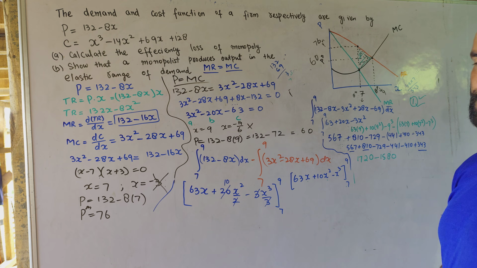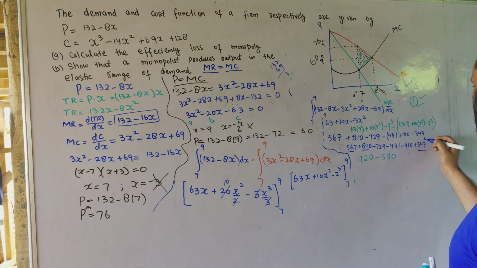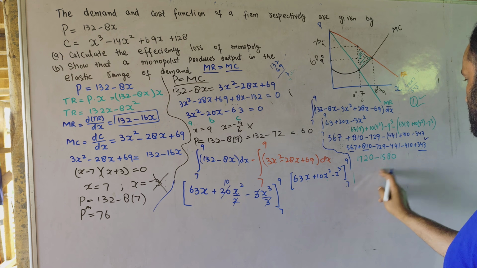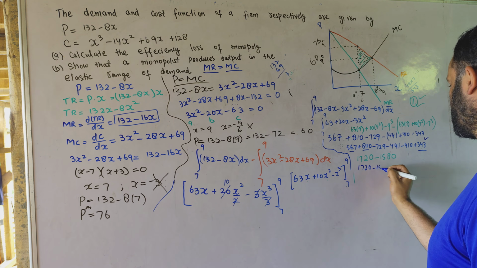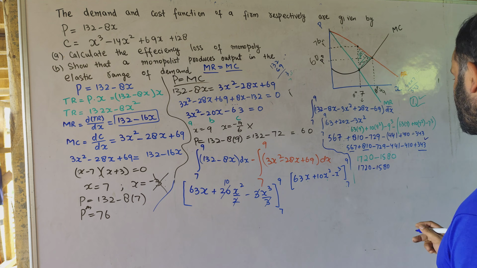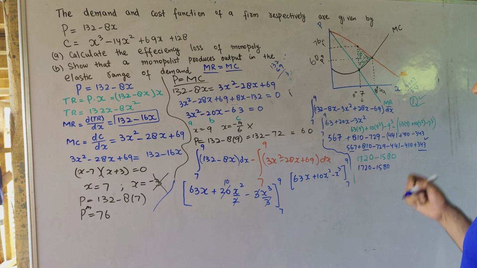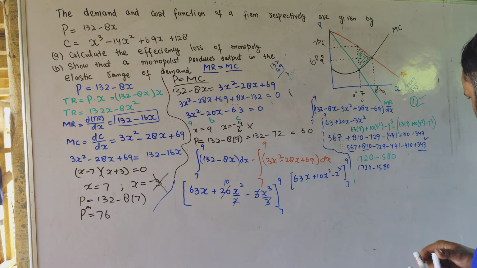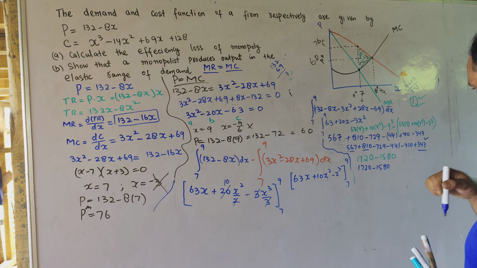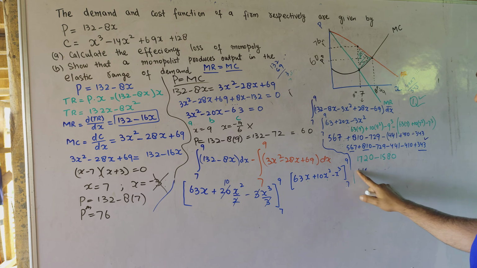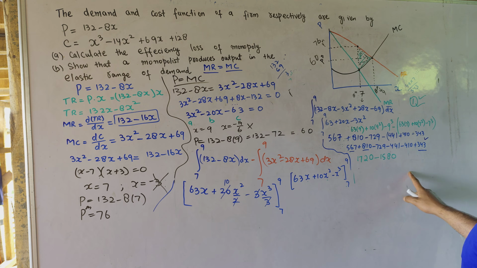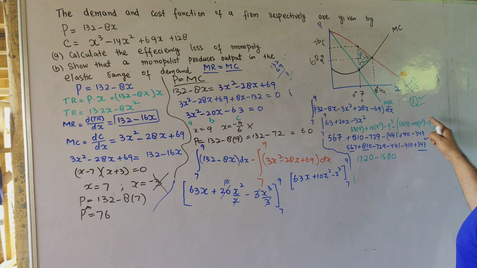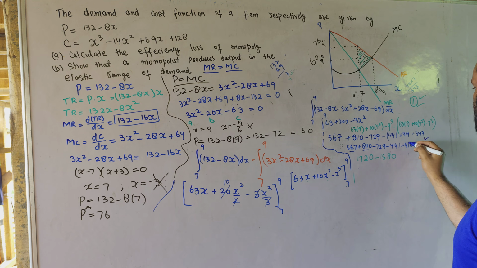I'm not sure whether this calculation is right. You can do it on the calculator to check whether I have done it correctly or not. So this is 1720 minus 1580. But I am not sure I have done it correctly here. Somewhere there is a mistake, and let me see where that mistake is. 7 7s are 49. So this is not 410. This is 49.